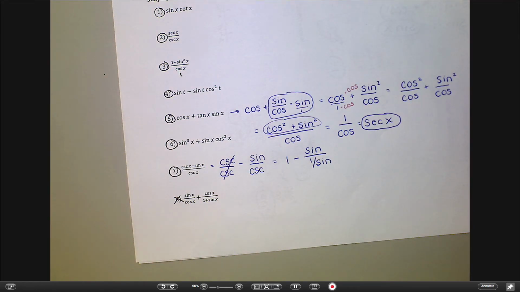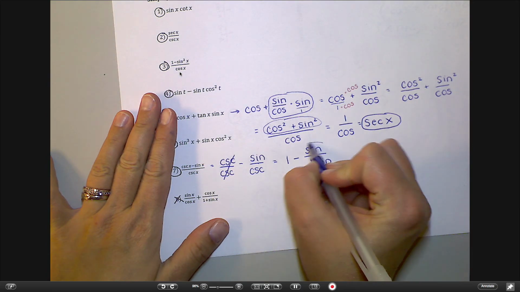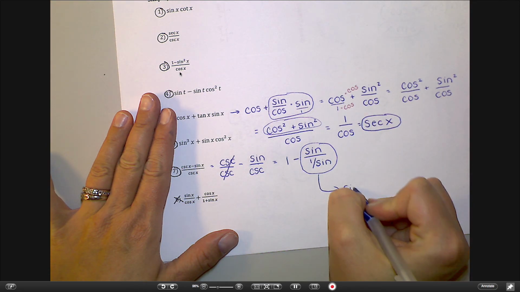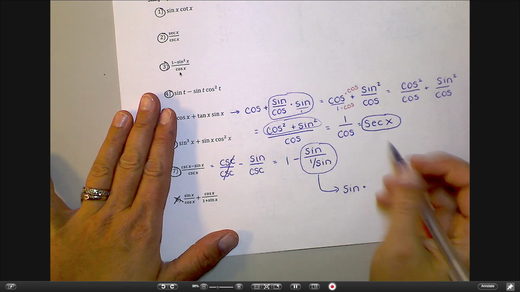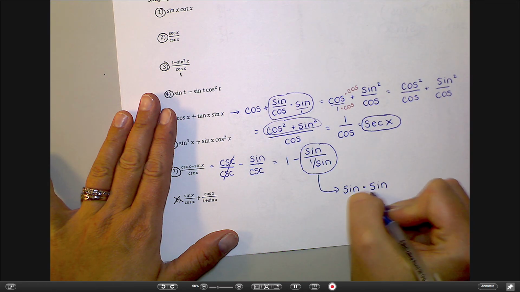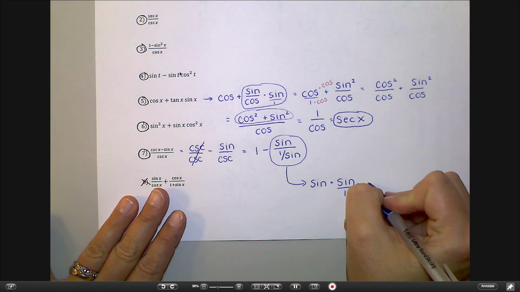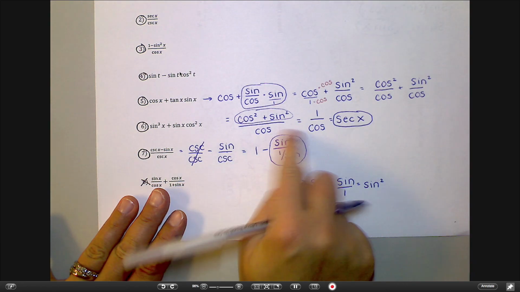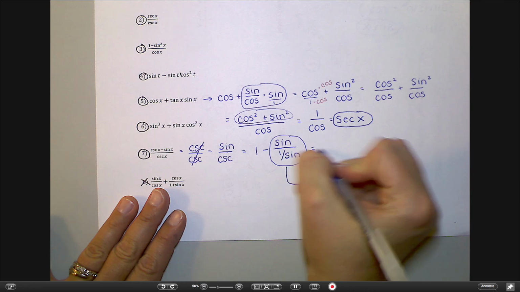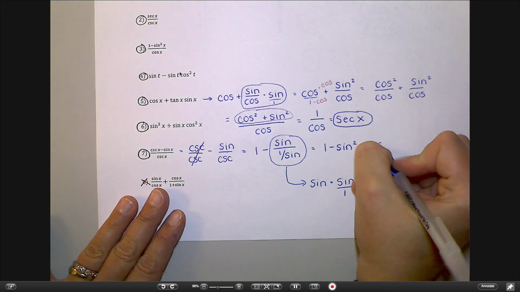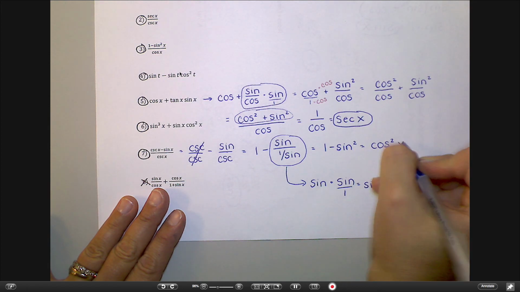When you're dividing by a fraction, what do we actually do? Multiply by the reciprocal. So this piece right here is really sine from the top times the reciprocal of the bottom, so that would be sine over 1. What happens when I do sine times sine over 1? Sine squared. So this whole circle is now a sine squared. 1 minus sine squared, which we know is cosine squared.